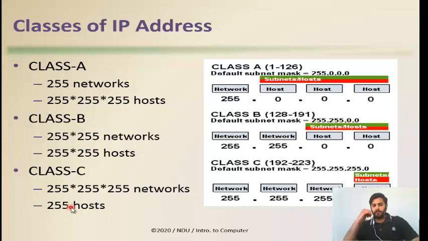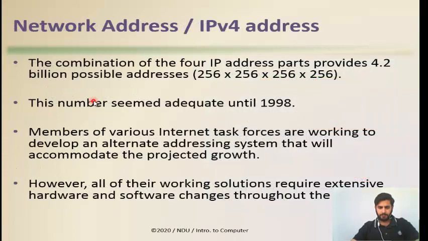But if I'm running a company consisting of more than 255 hosts or clients, for example, I have 500 clients working in my organization, I have to shift towards class B IP addresses, because inside a class C the maximum host possibility is 255. So if I have more clients, I move towards class B, and if I have even more clients in class B, I have to shift towards class A IP addresses.